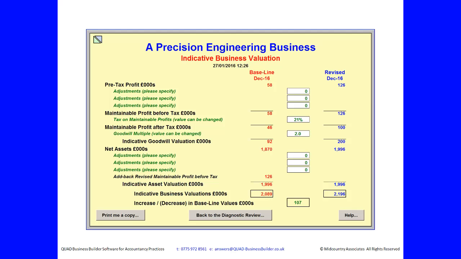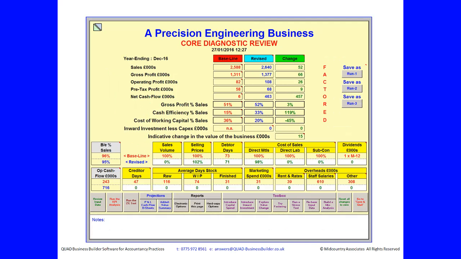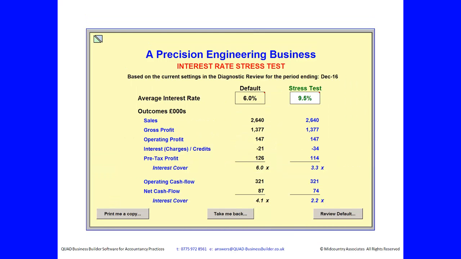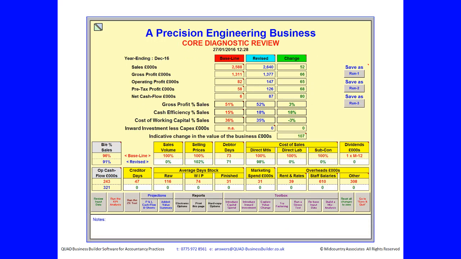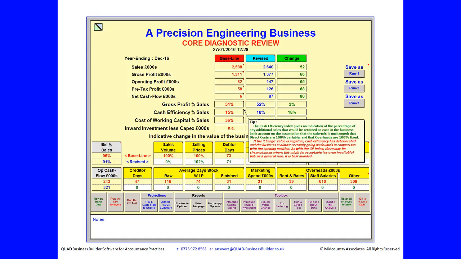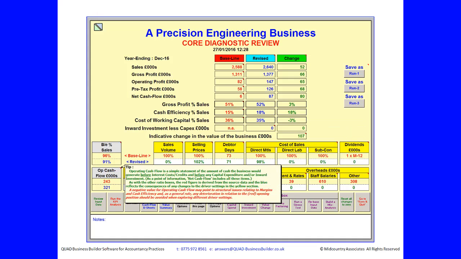And what about alternative funding options? You can use Quad to explore the likely impact of factoring on an unfactored business. And in anticipation of an increase in interest rates, you can even run a stress test to check out the implications of different assumptions. And no matter where you are or what you're doing, simply pointing your cursor at any cell with a red flag in the top right-hand corner will release an on-screen pop-up that will explain precisely what's going on and why.